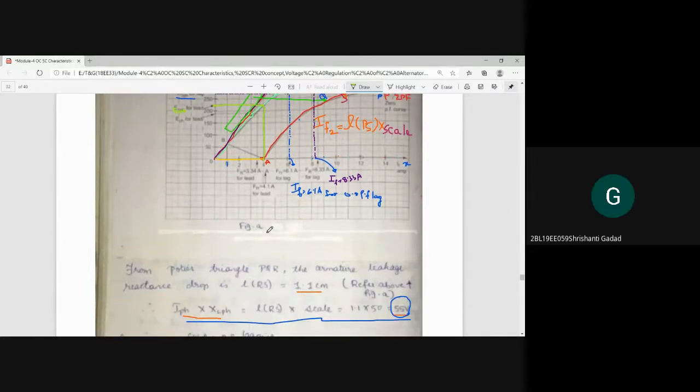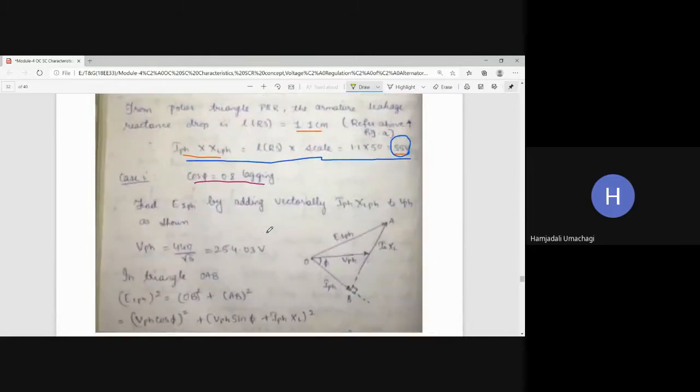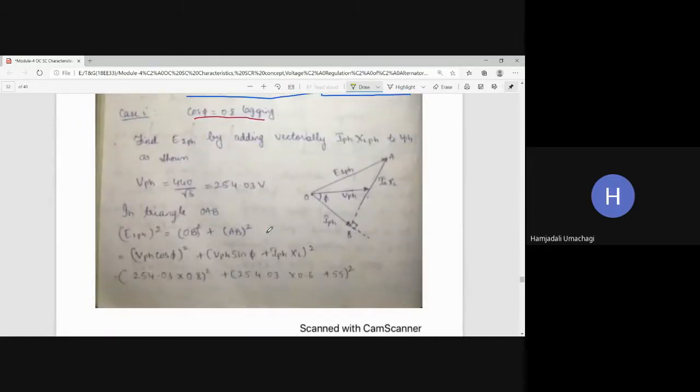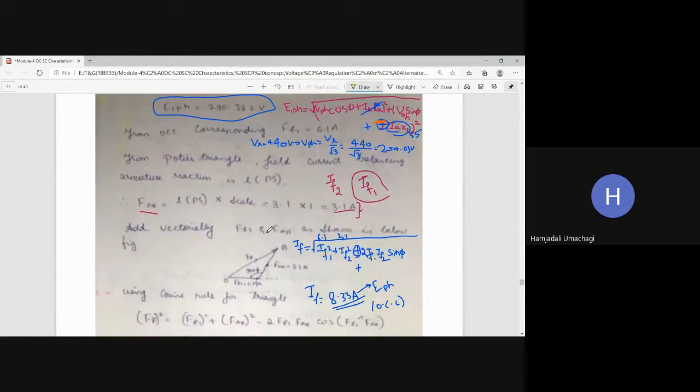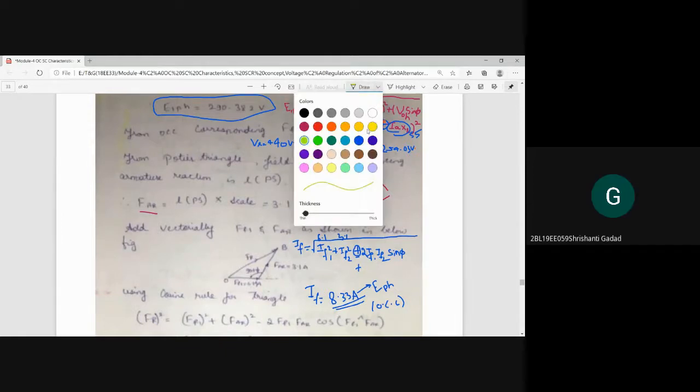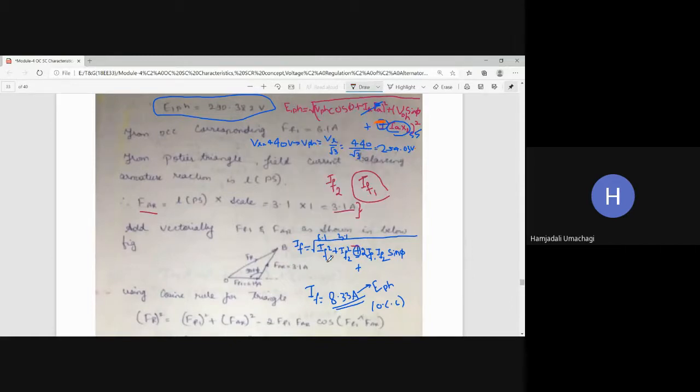Yes, sir. Now calculate the resultant IF using the formula IF is equal to square root of IF1 square plus IF2 square. Now in place of the plus sign, which sign should I take? Minus, sir. Yes, you take the minus sign here: IF1 square plus IF2 square minus 2 times IF1 IF2 sin pi.